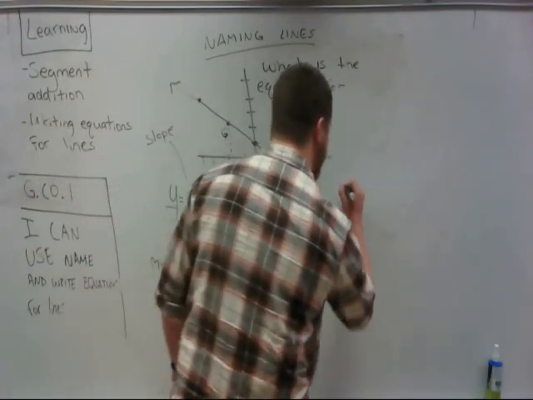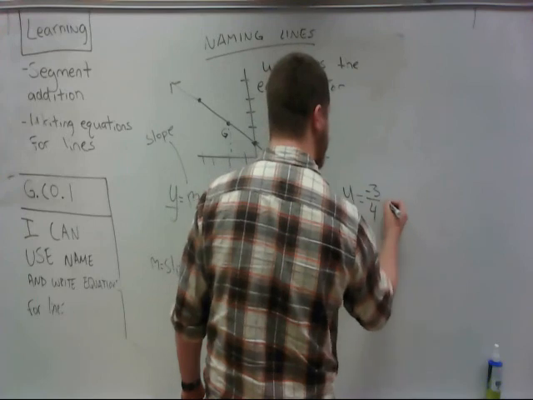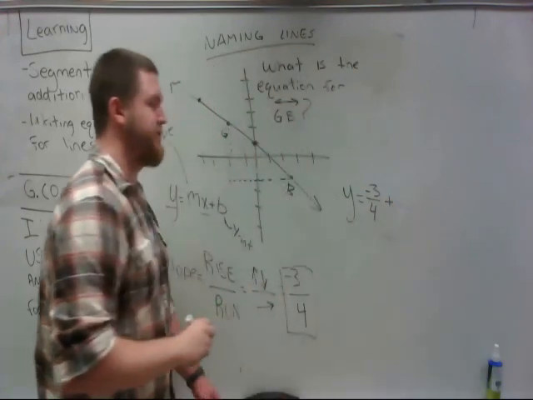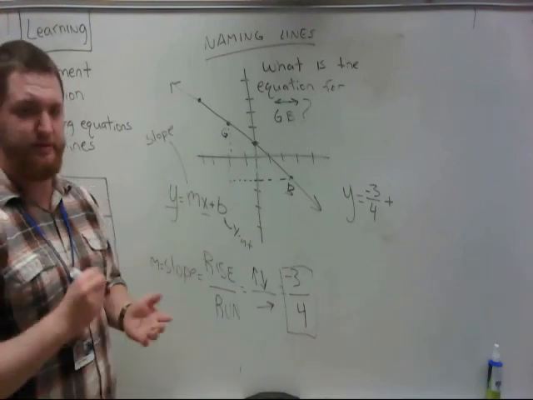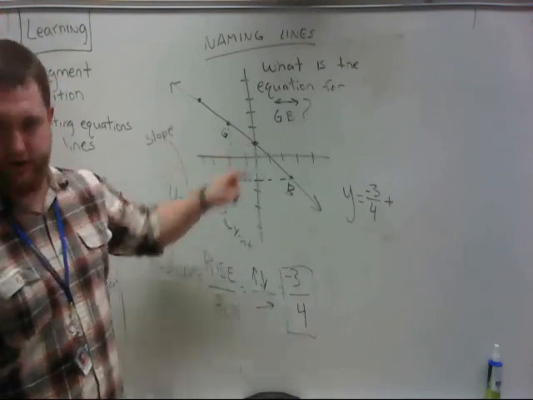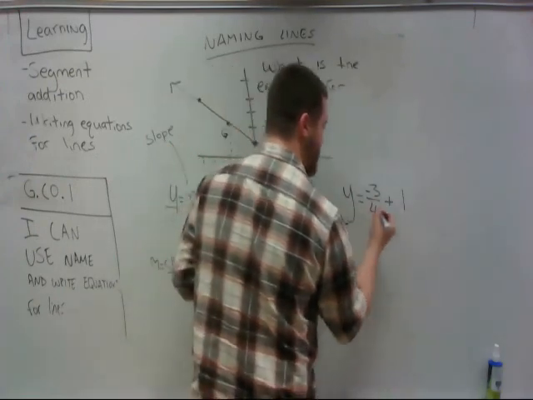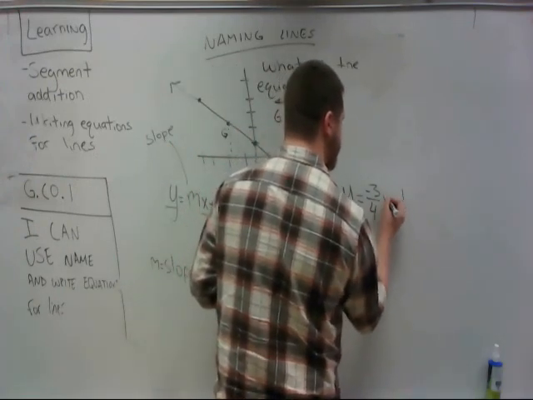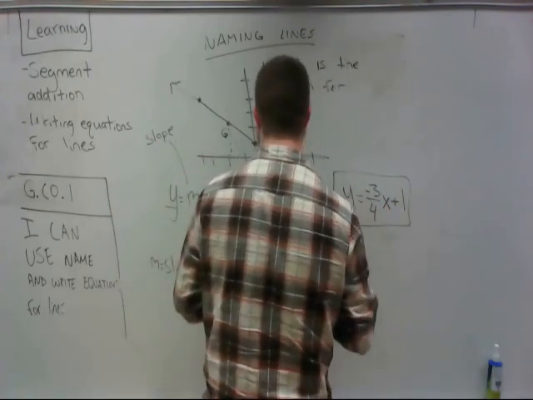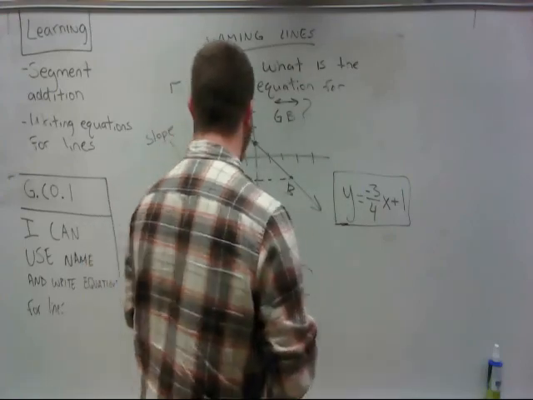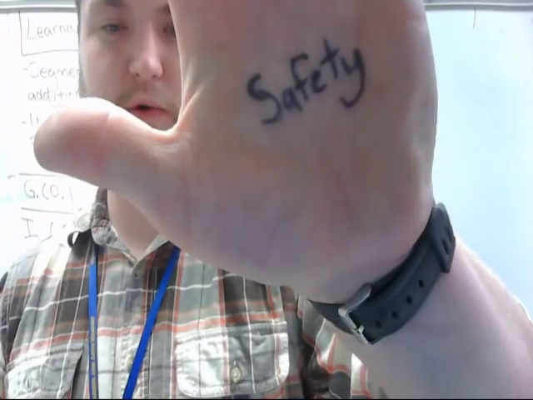So now I can plug it in. Y equals negative 3/4 x plus my y-intercept. What is my y-intercept? Where does this line touch the y-axis? Perfect. 1. Touches at 1. So that's my y-intercept. Oh, I forgot my x. That is the equation for your line. Very, very good. That is your code word for tomorrow.